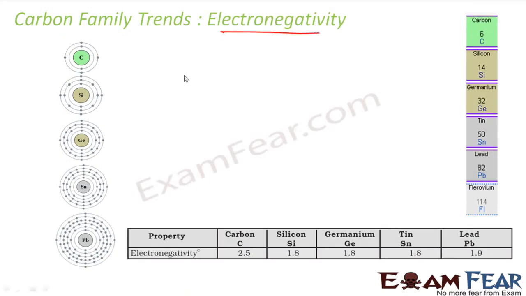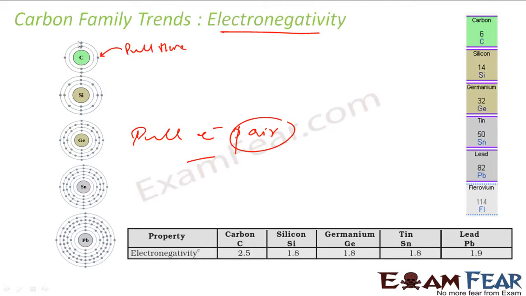What is electronegativity? It is nothing but the tendency to pull an electron pair, right? That also depends on the size. So carbon, if you see, will be able to pull more because it is small in size. So the effective nuclear charge here is more. If you talk about lead, this will be able to pull less. Why? Because the effective nuclear charge here is less.